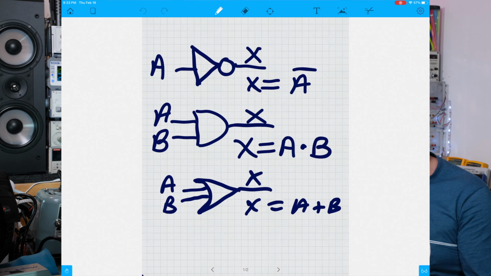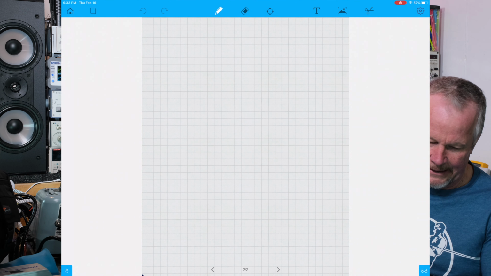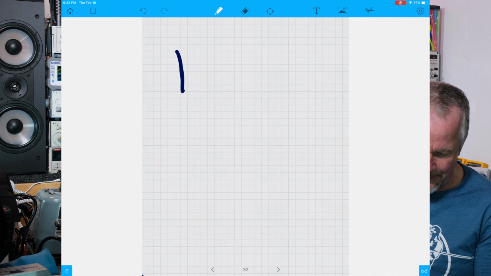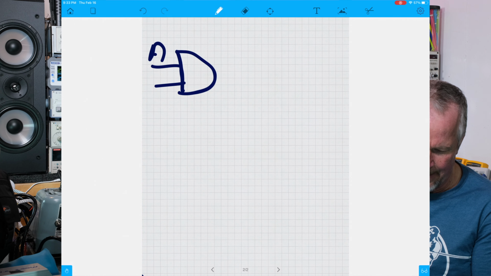Let's look at the next 2. These are the 5 gates I showed you before, but those are the 3 most popular. Let's look at the next 2, okay? The next 2 looks like an AND, okay? You guys probably guessed what this is already if you saw my last video.